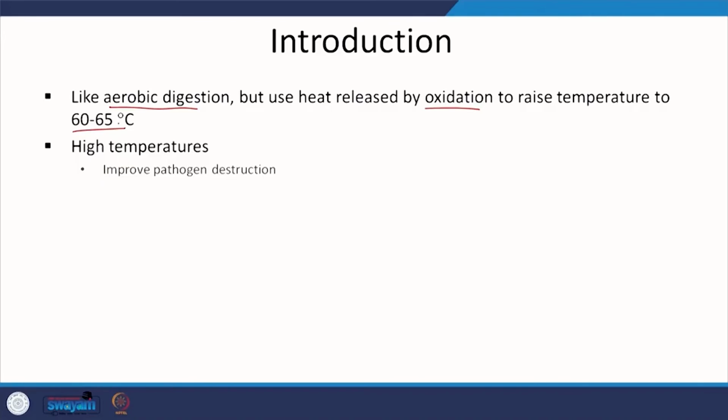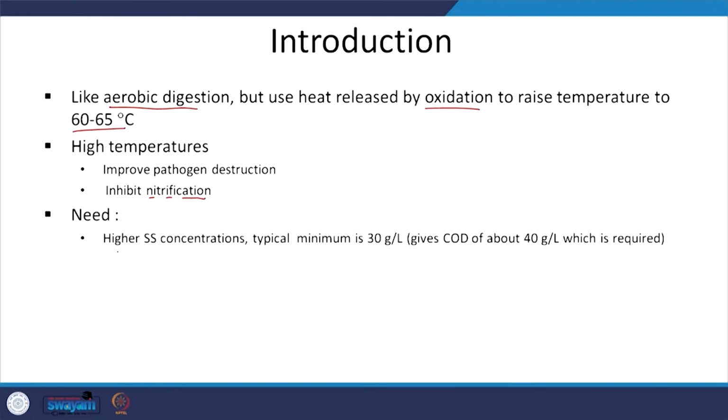So, that is why it is autothermal. High temperatures mean improved pathogen destruction, and also, I guess, preventing or inhibiting nitrification if required. So, what do we need? We need higher suspended solids concentration, and typically it looks like the minimum is around 30 gram per liter, meaning COD is around 40 gram per liter, let us say. So, that is something to keep in mind. 40 gram is 40,000 milligram per liter. Now, you get an idea about the high concentration that is needed, let us say.